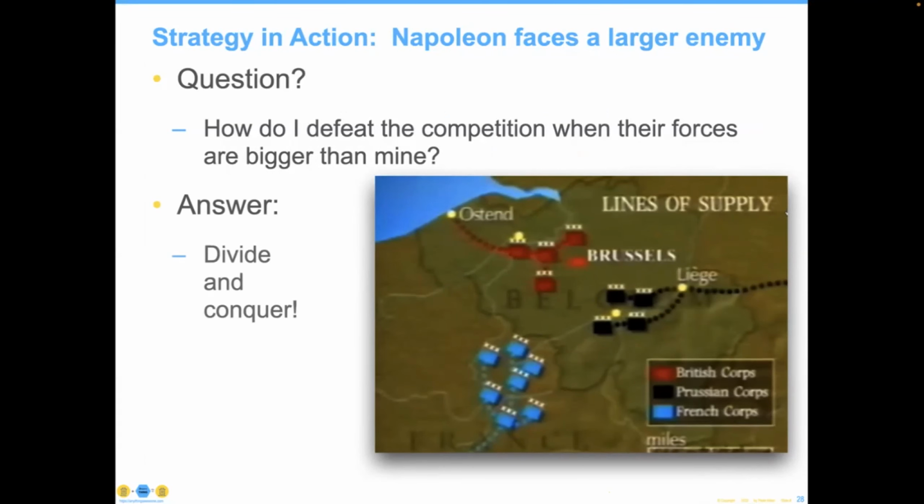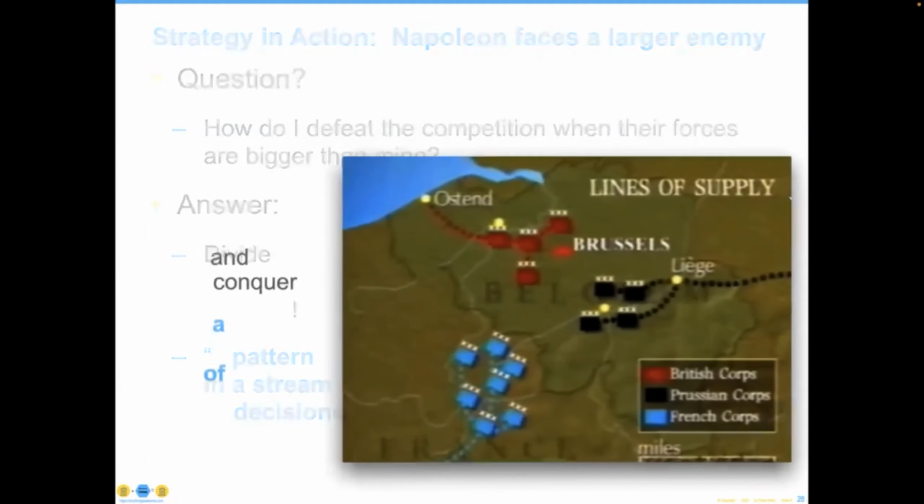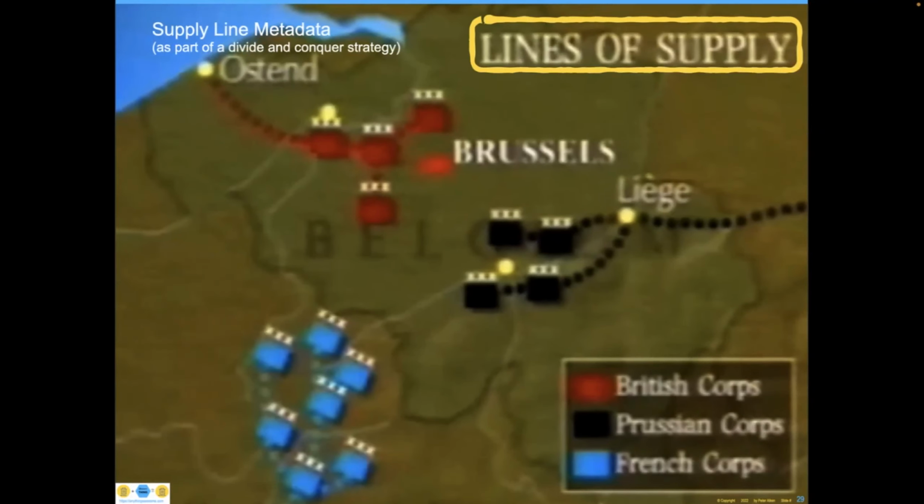The answer, of course, is divide and conquer. Remember, again, our pattern in a stream of decisions here. So I want you to imagine with me just briefly the battlefield layout. First of all, it was focused around lines of supply, because an army does march on its stomach, or more importantly, if it's being attacked, it's more likely to run back towards its stomach than it is away from its food and clothing and shelter.